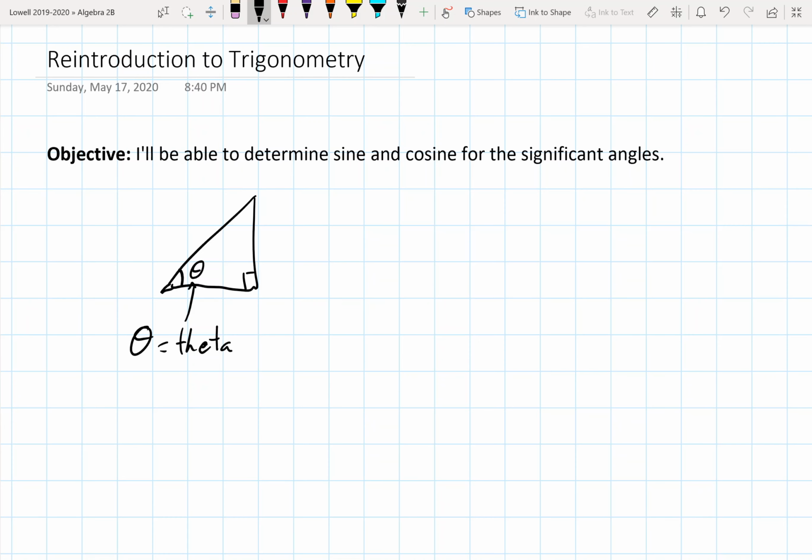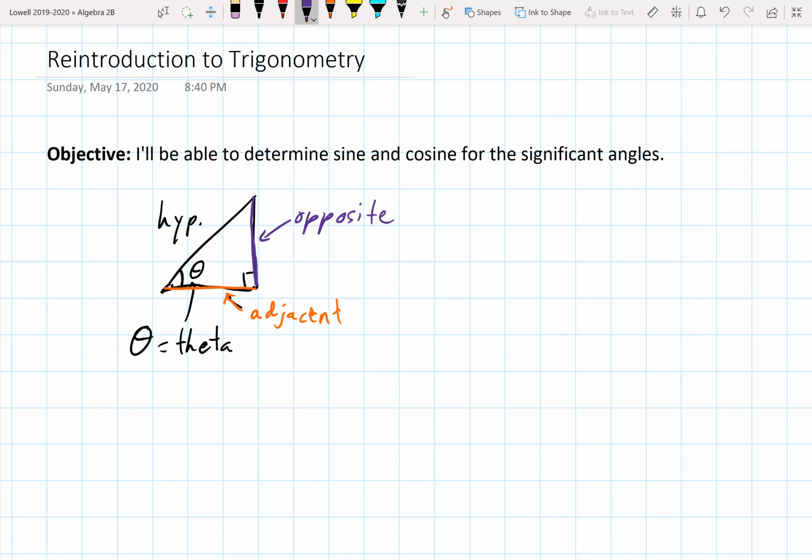If that is the angle we're interested in, then we have different vocab terms for the different sides. The hypotenuse is always just the hypotenuse. That's what makes it a right triangle. The leg that is next to the angle, I'll draw in orange. That orange leg is the adjacent leg. And the purple leg here is the opposite leg.